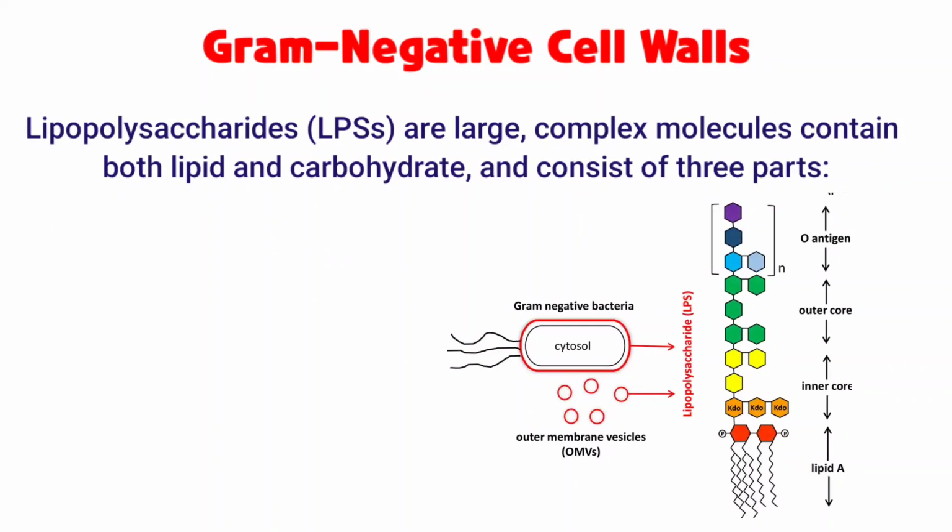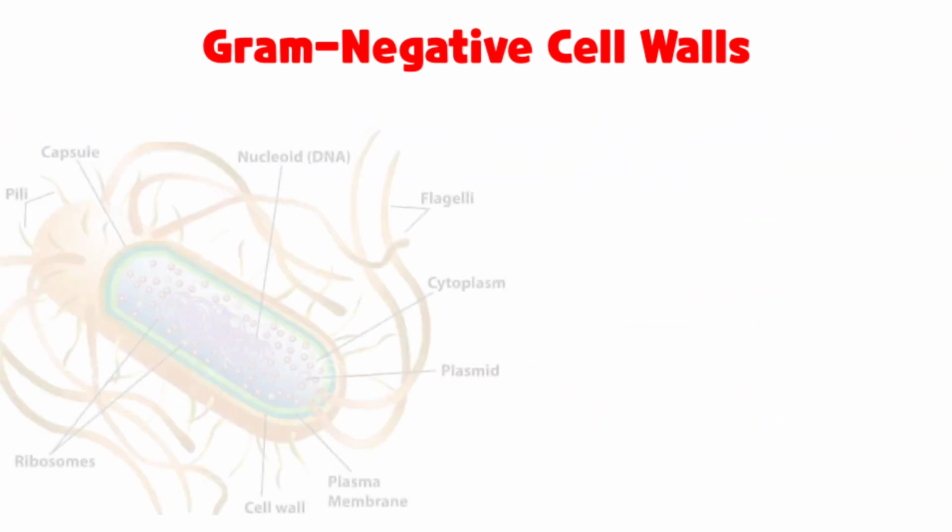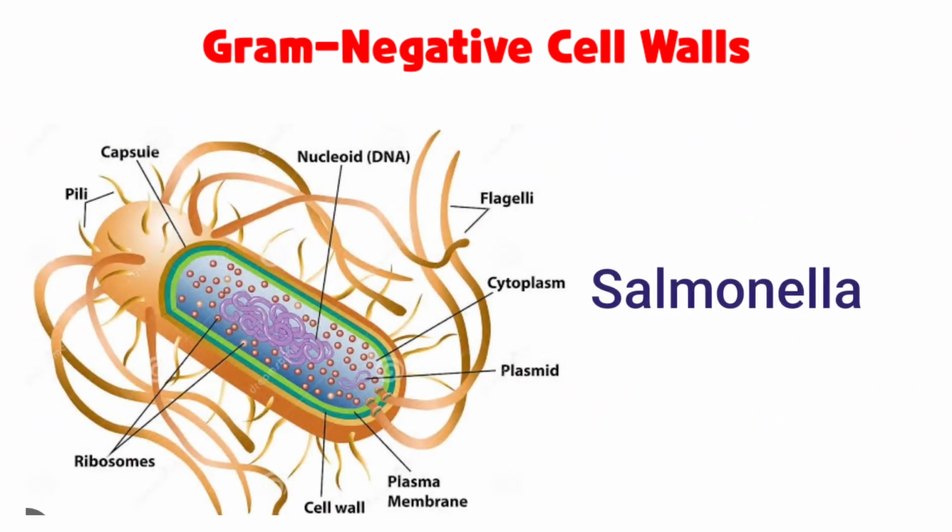Lipopolysaccharides, these are large complex molecules that contain both lipid and carbohydrate and consist of three parts, that is lipid A, the second one is core polysaccharide and the third one is O side chain. The lipopolysaccharide from Salmonella has been studied most and its general structure is described here.